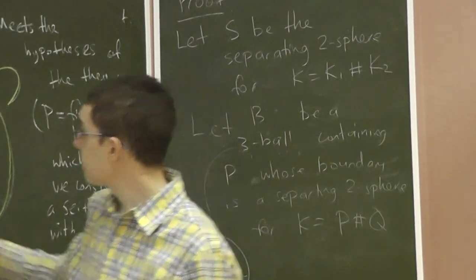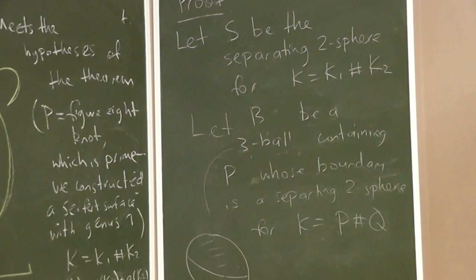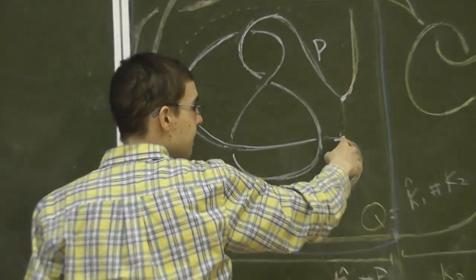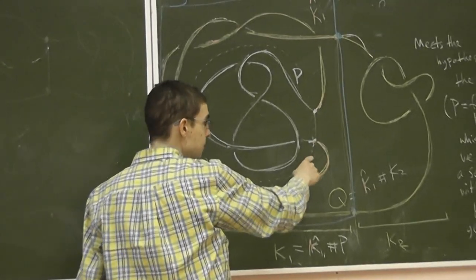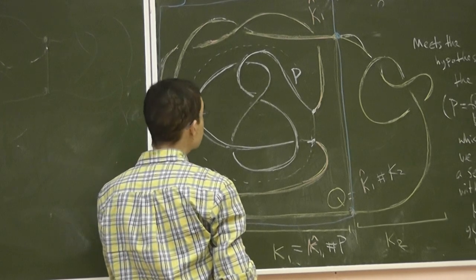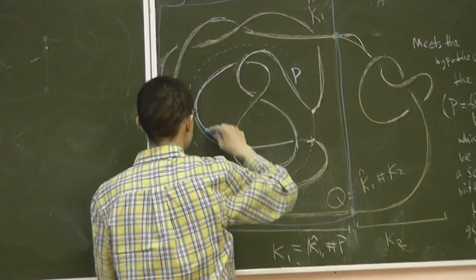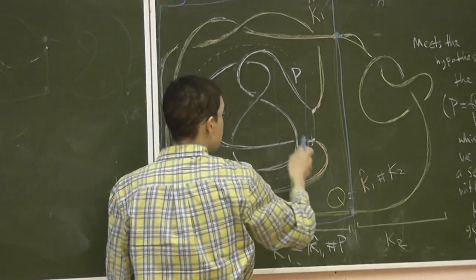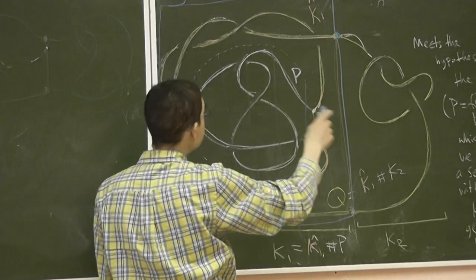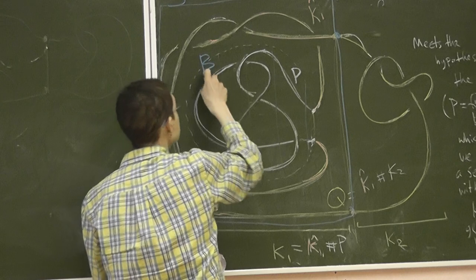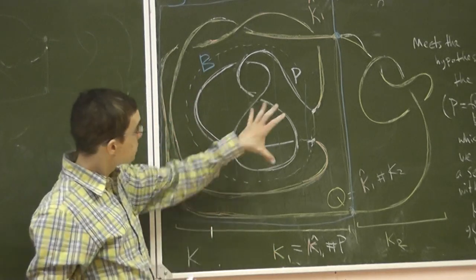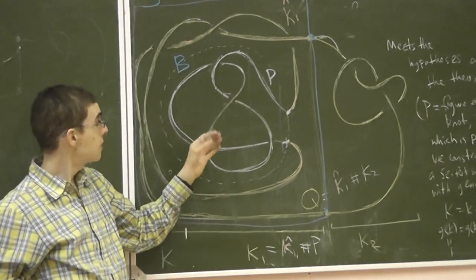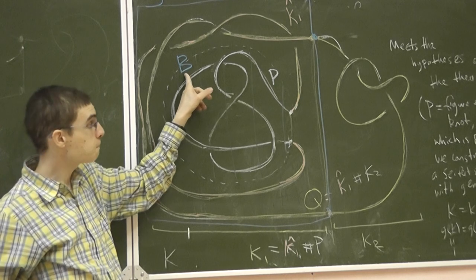So let's draw in the picture. This blue circle depicts my separating two-sphere for P and Q, and this three-ball here containing P, that's my B. So just this part of the knot P lies inside a three-ball, and that's what I've called B.